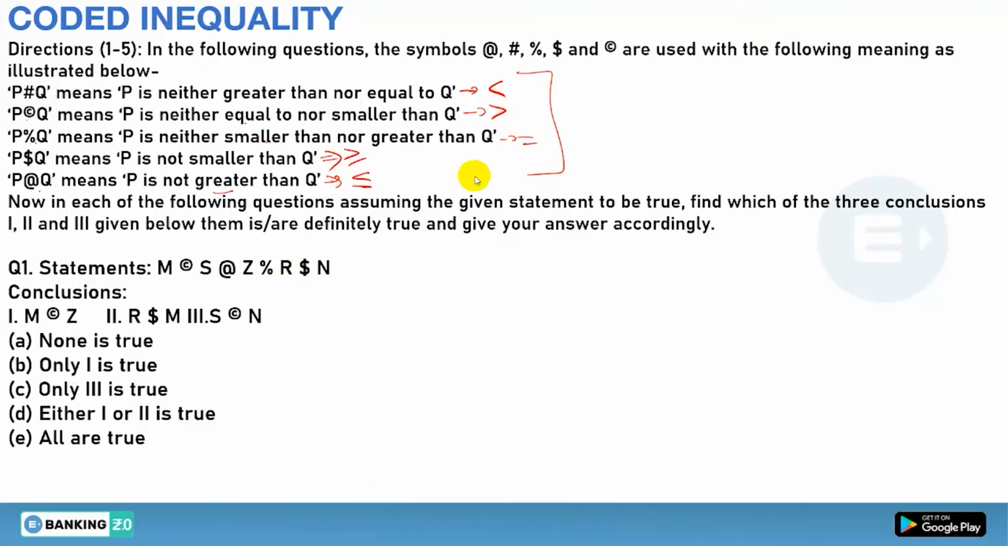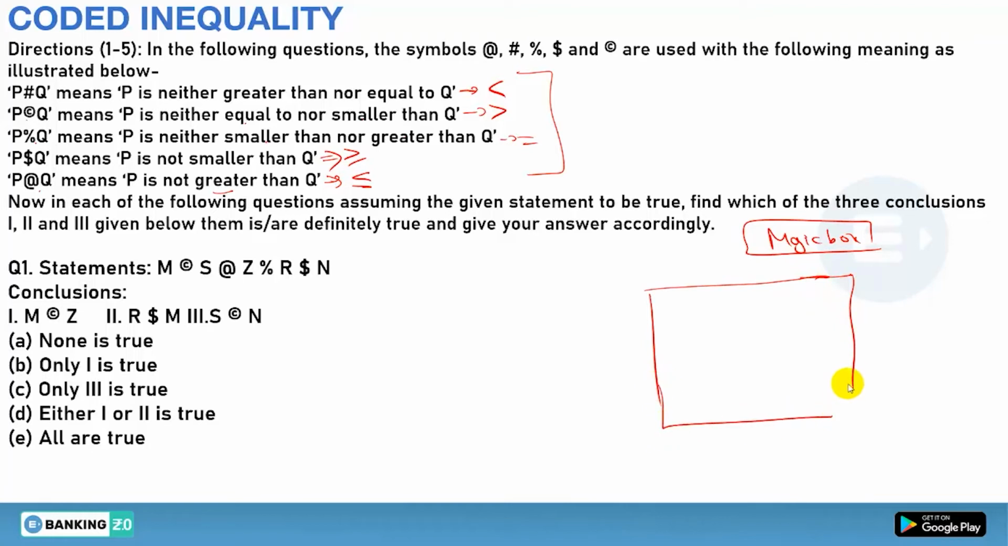Okay, so how do you have to solve the question? First of all, you have to make the magic box. The trick is known as the magic box trick. So first of all, let us make that magic box, and I will let you know what the trick actually is.